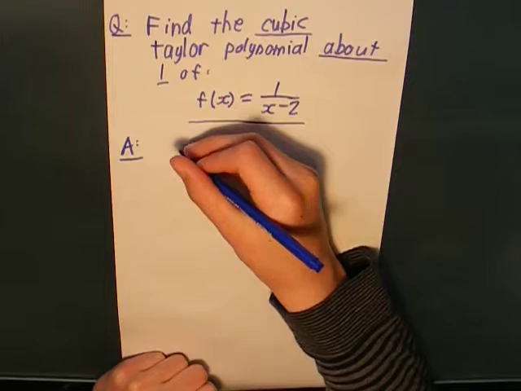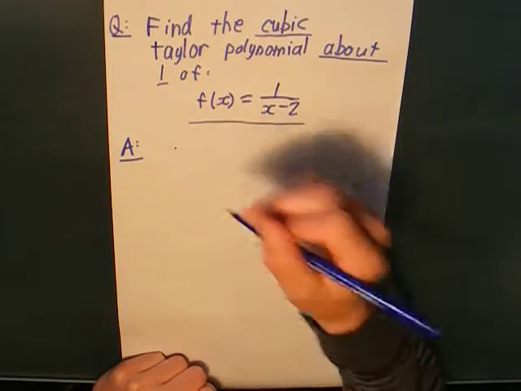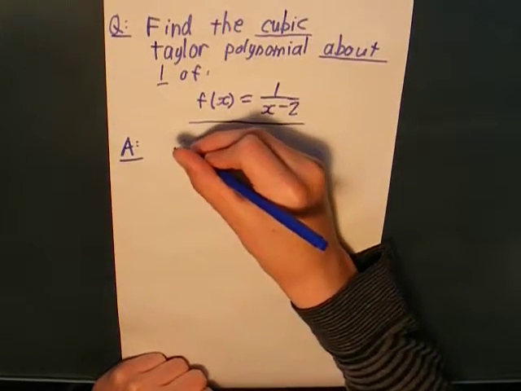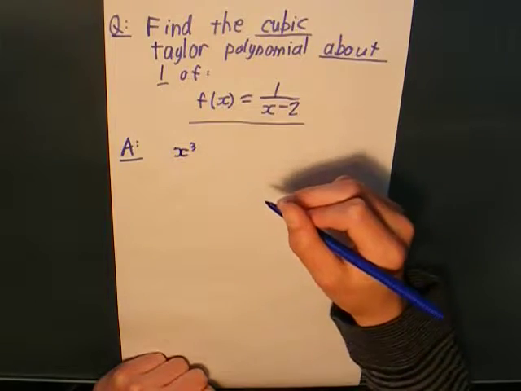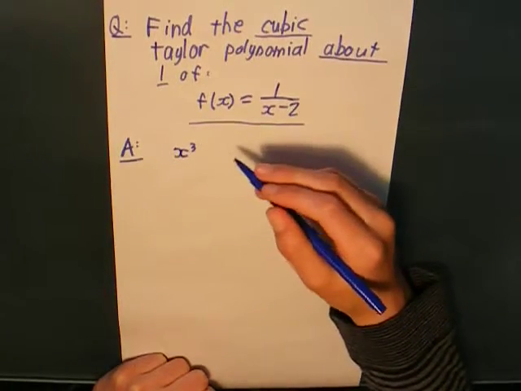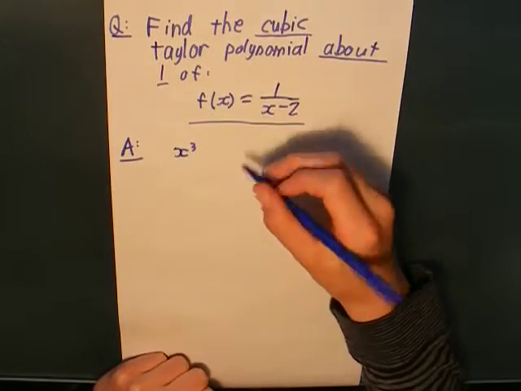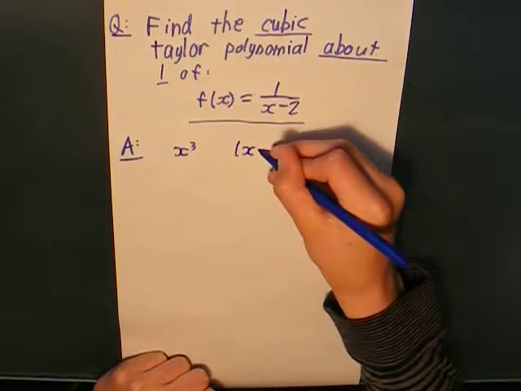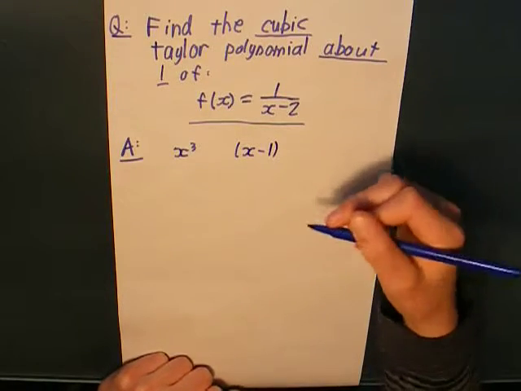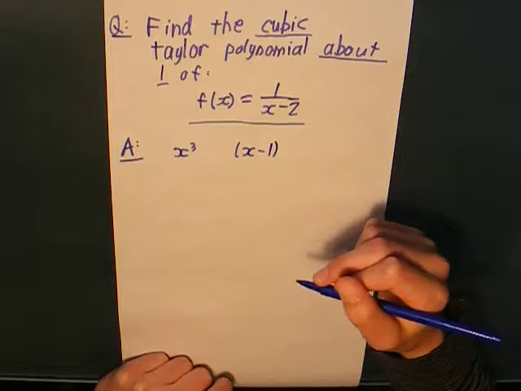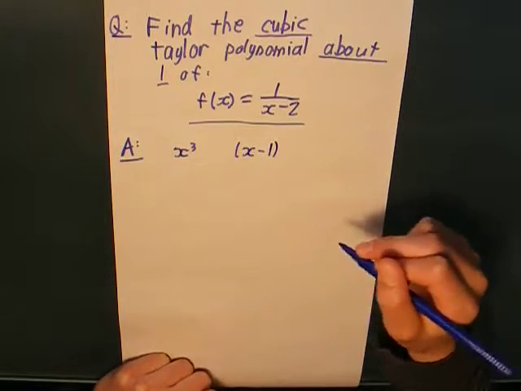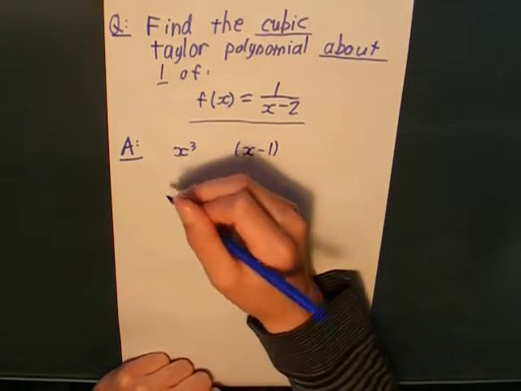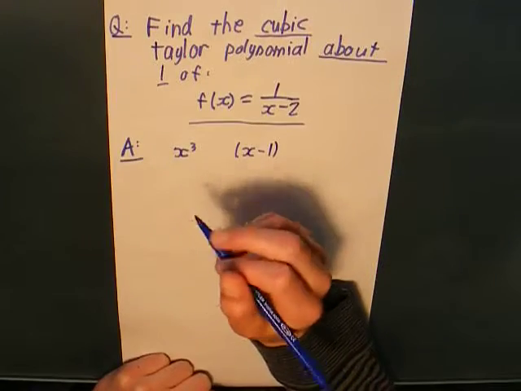So the Taylor polynomial is of degree 3, so the maximum power you go to is x cubed. About 1 means that my x terms will be of the form x minus 1, and I'll be evaluating everything at 1. Okay, so the way I like to do this is write it out almost like a table.